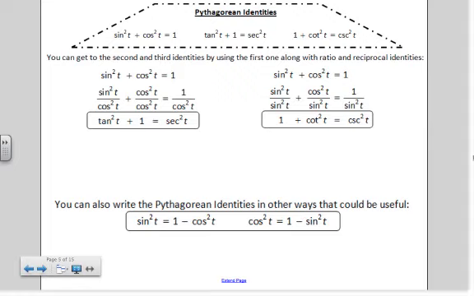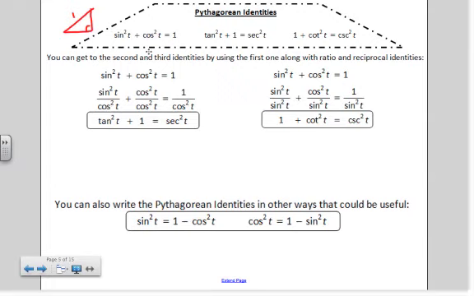Alright, so here we go. We're going to talk about Pythagorean identities. We have sine squared plus cosine squared equals 1. We know that's true because in our right triangle, a squared plus b squared equals c squared. Well, in a unit circle, c is 1. So a squared plus b squared, sine squared plus cosine squared, equals 1.